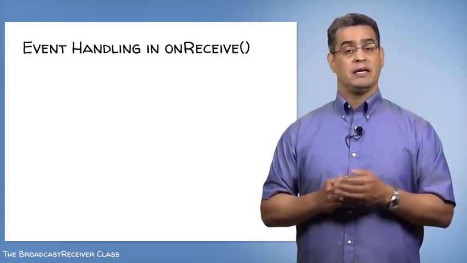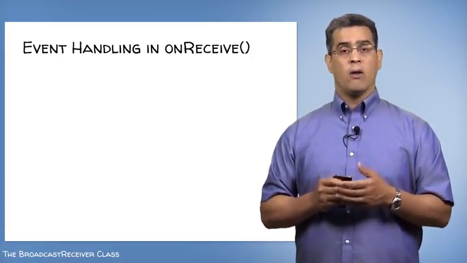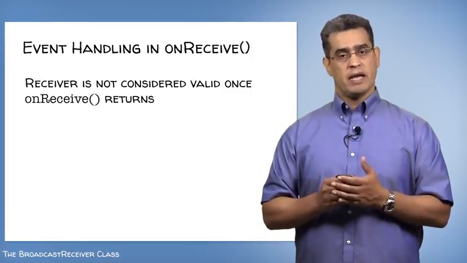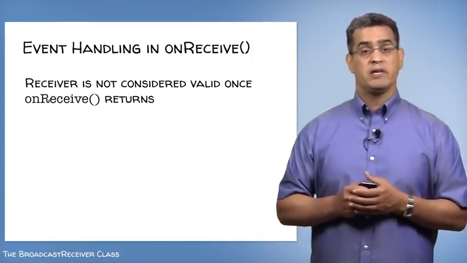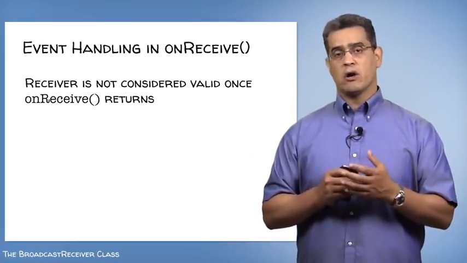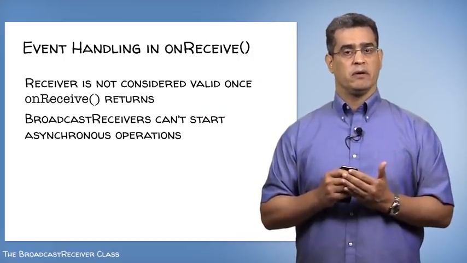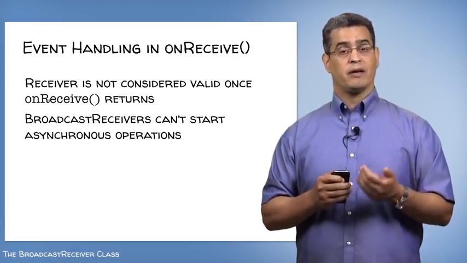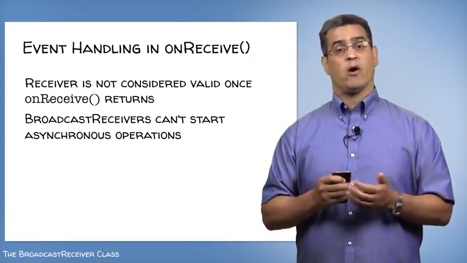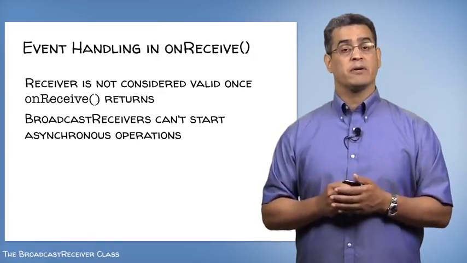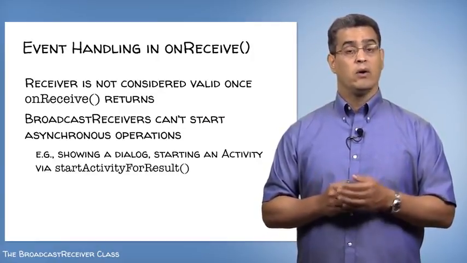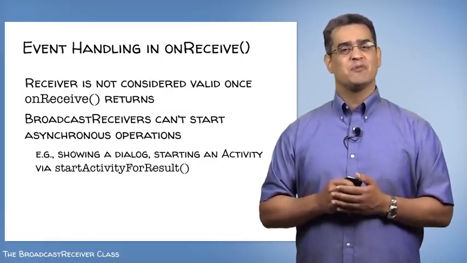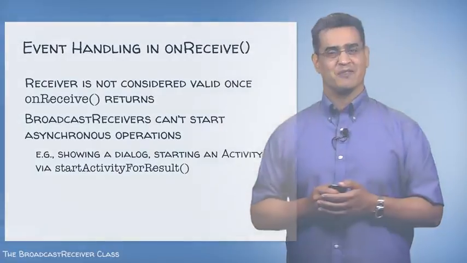A last issue to consider is that a broadcast receiver is considered valid only as long as onReceive is running. In fact, once onReceive returns, Android will sometimes terminate the underlying broadcast receiver. In particular, this means that broadcast receivers can't start up operations that will need to call back to the receiver asynchronously at a later time. And of course, that makes sense because there's no guarantee that the broadcast receiver will even exist when that callback occurs. Examples of these asynchronous callbacks include things like starting a dialog or starting an activity via the startActivityForResult method. So let's look at some more examples of applications that use broadcast receivers.